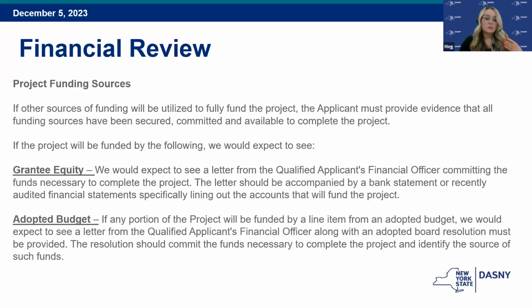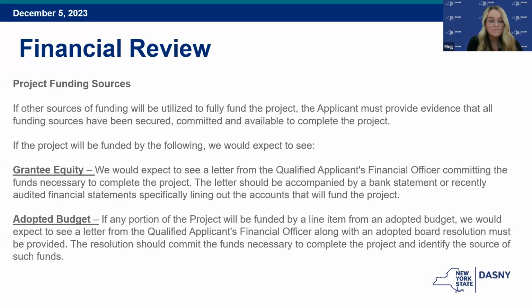If other funding sources will be utilized to fully fund your project, the applicant must provide evidence that all funding sources have been secured, are committed, and available to complete the project. If the project will be funded by grantee equity, we would expect to see a letter from the qualified applicant's financial officer committing the funds necessary to complete the project. The letter should be accompanied by a bank statement or recently audited financial statements, specifically outlining the accounts that will fund the project.